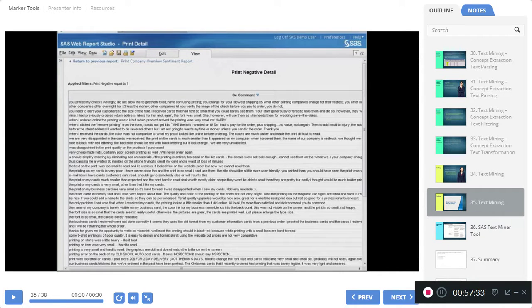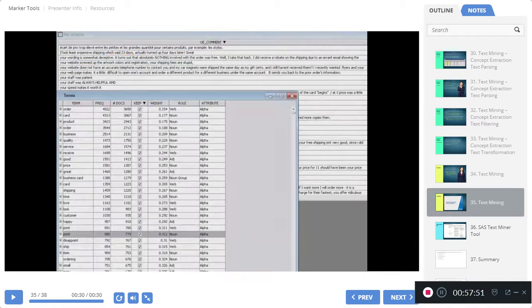We see things like poor screen printing. Print on my cards is very small. Printing on shirts was a little blurry. Just by reading, it can be difficult to quantify the problem. Further analysis is in order to find out what is really driving that negative sentiment. It's worth going back into Text Miner and exploring.